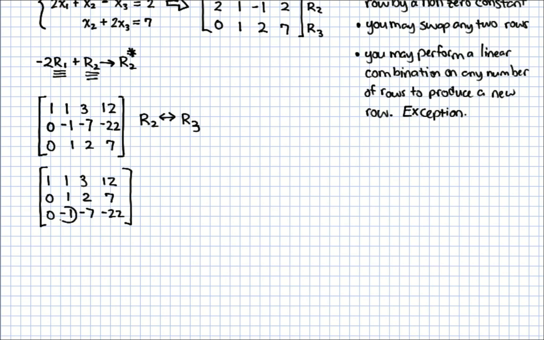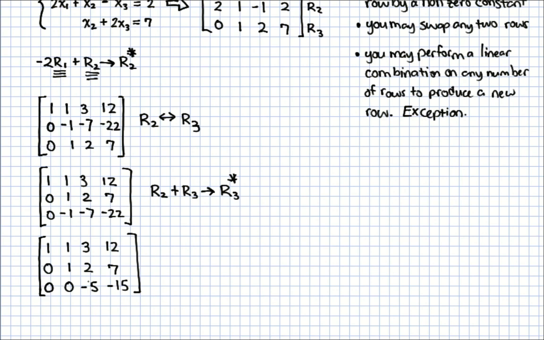Now I desire to get a 0 here. So to get a 0 here, I'm going to take row 2 plus row 3, and that's going to give me a brand new row 3. So now I can write the old row 1 and the old row 2 because I'm not replacing them. But I am replacing row 3, so this becomes 0, 0, -5, and then -15.